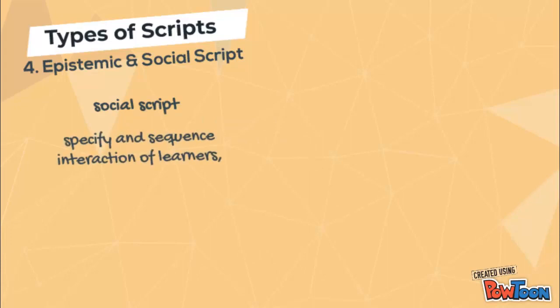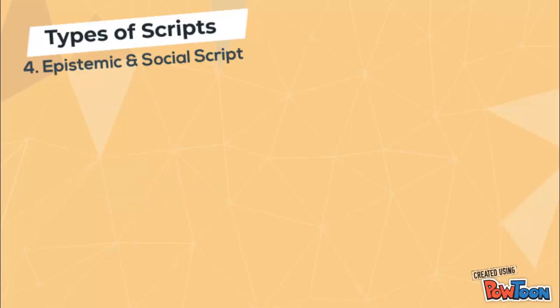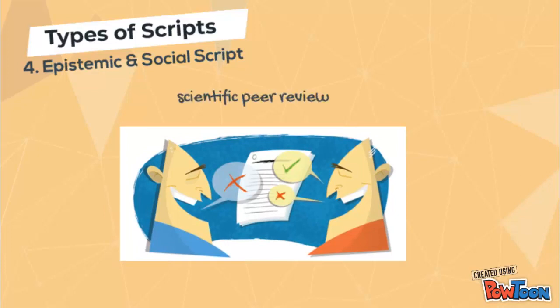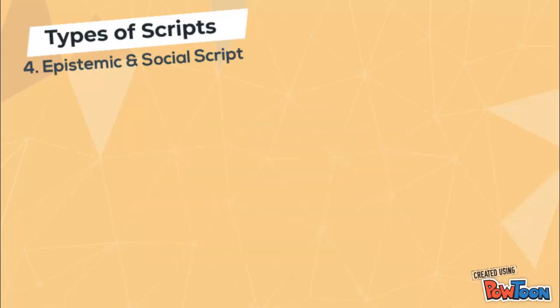Social scripts specify and sequence interaction of learners, such as eliciting information from each other by asking critical questions to foster learning. Therefore, social scripts aim to help learners structure discourse according to successful interaction patterns of knowledge construction. An everyday example of such a procedure is the scientific peer review process. Social script provides learners with roles and suggests specific forms of interaction that learners rarely engage in spontaneously.